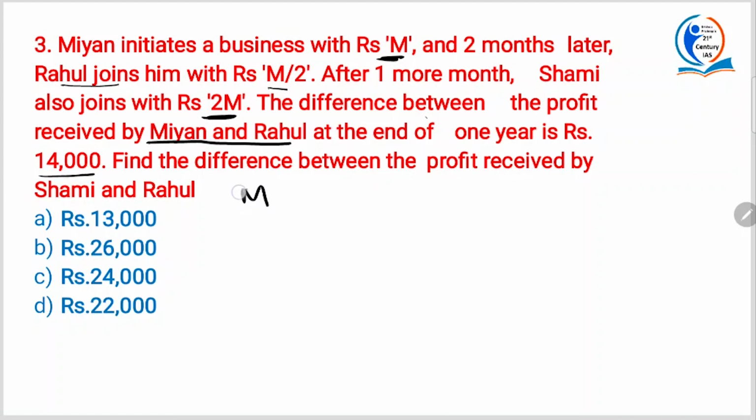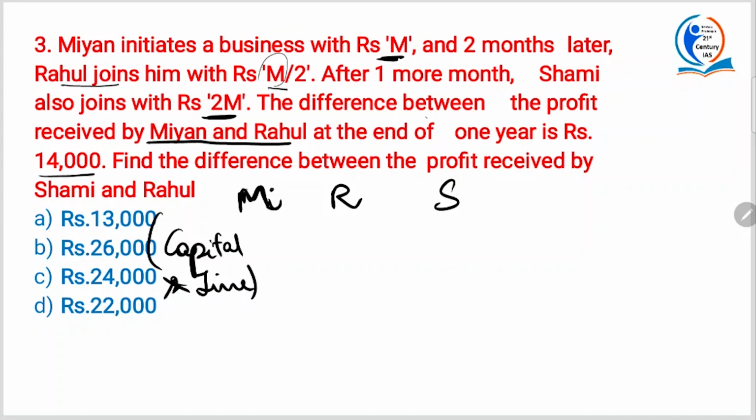Okay, Mian, let him be represented by MI, Rahul with R, and Shami with S. Alright. Okay, because another M is given here, let it be MI. Alright. Okay, now coming to the capital and into time period, this Mian actually invested for how much time? This guy is investing for straight 12 months.